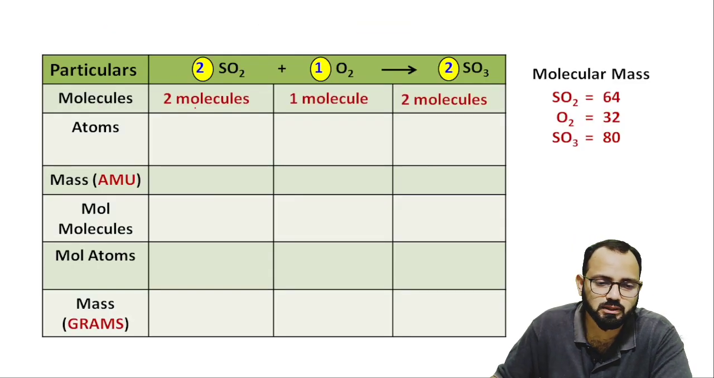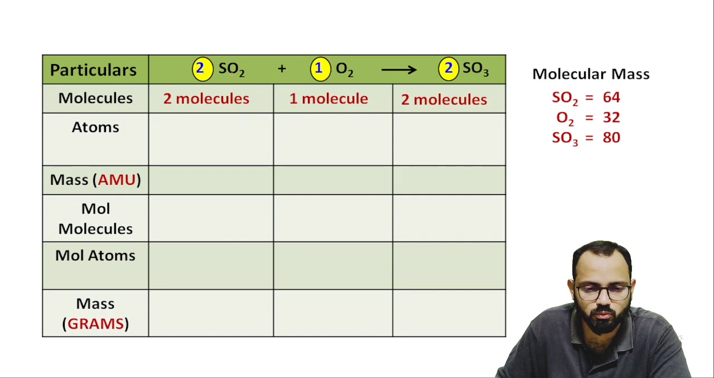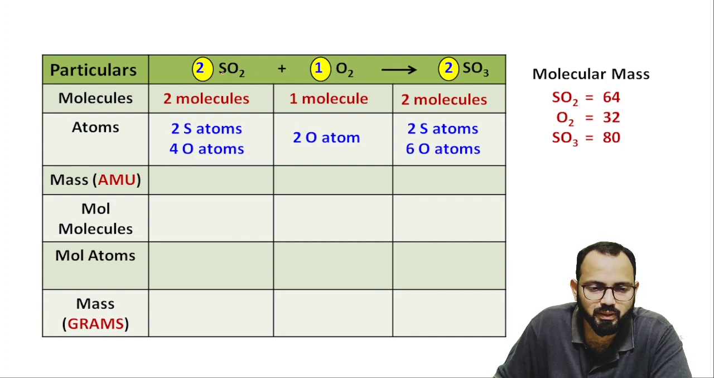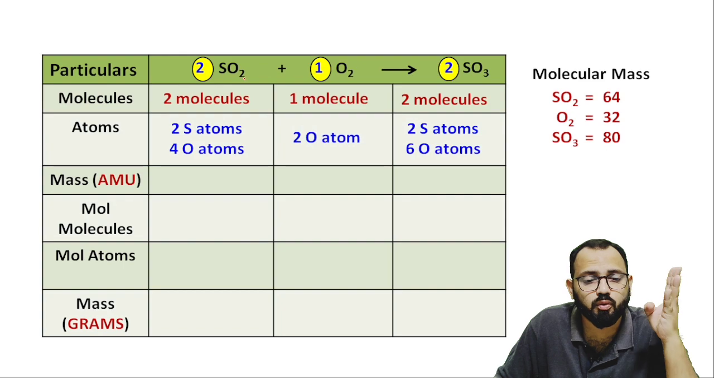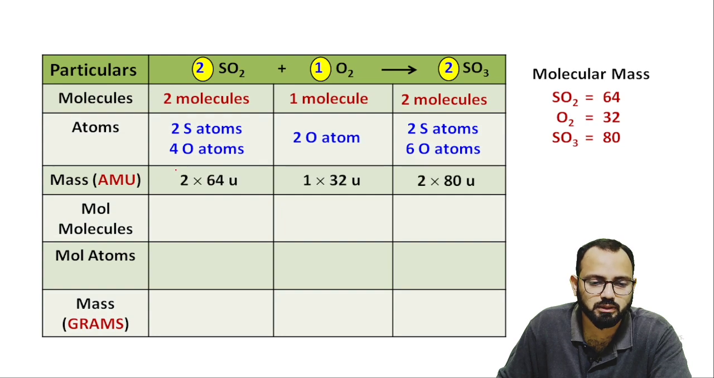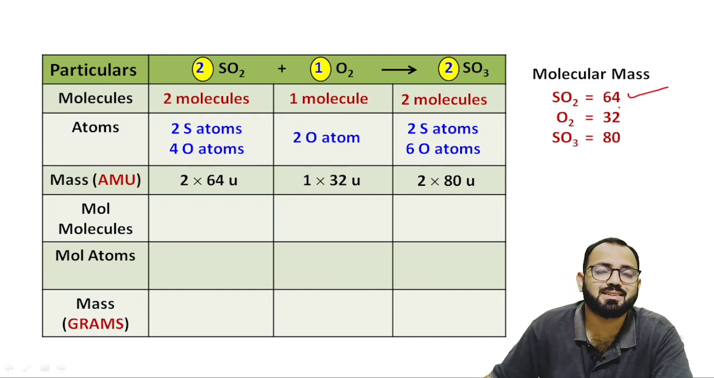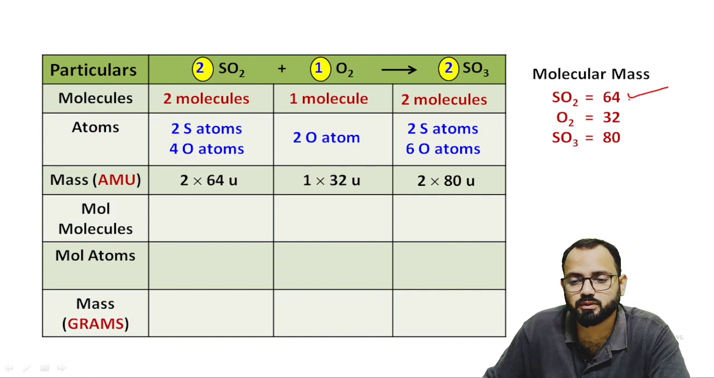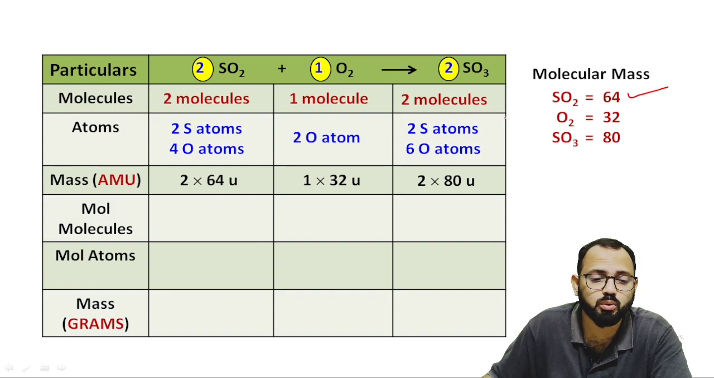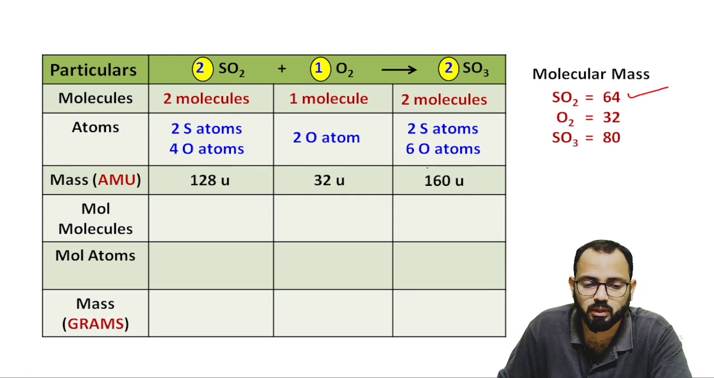Like you can see in this tabular column how many molecules: 2 molecules of SO2, 1 molecule of O2, 2 molecules of SO3. And how many atoms? 2 into S, 2 sulfur atoms, 2 into 2, 4 oxygen atoms will be there. Here 1 into 2, 2 oxygen atoms. And we have to represent the mass in amu. 2 sulfurs are there, right? And you got 4 oxygen. The total mass of 1 sulfur dioxide molecule is 64. So how many molecules do we have? 2 molecules. The molecular mass of sulfur dioxide is 64 u, and you got 2 molecules of sulfur dioxide. So 2 into 64, 128. This is how the mass will come.